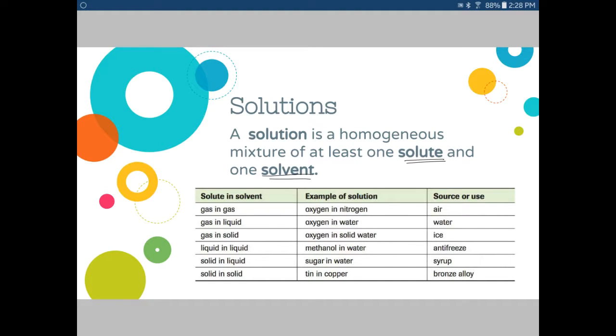Liquid in a liquid, which would be methanol or ethanol in water. Methanol in water, we use that for antifreeze. Solid in a liquid would be sugar dissolved into water. We use that for syrups, things like that. And then a solid in a solid, we have tin dissolved in copper, which would be a bronze alloy.